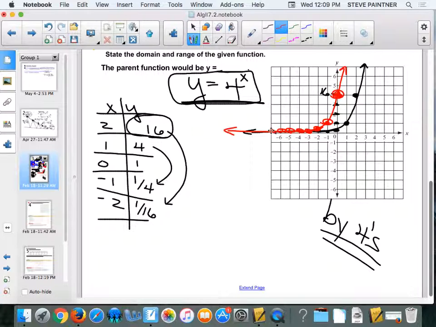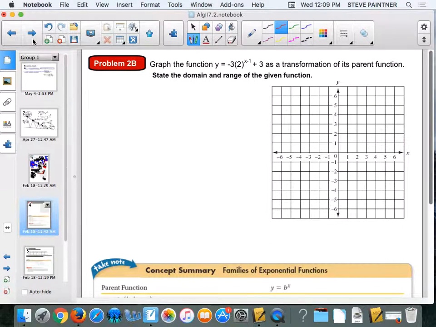Okay, all right, no questions. We'll move on. This one. I'm going to rewrite this so I see it better. Okay, here it is.